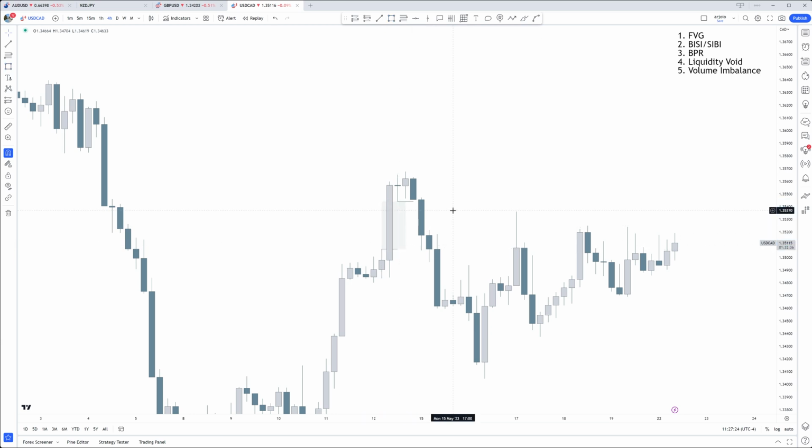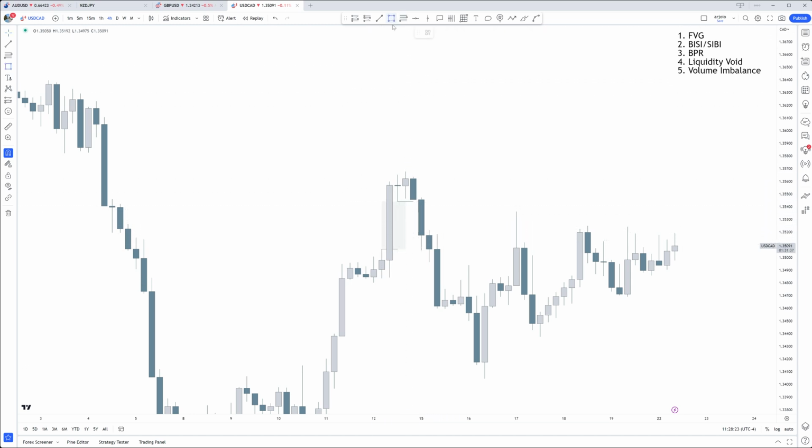A fair value gap is located between two wicks and it's always a 3-candle formation. Once this candle closed, it doesn't matter whether it's an up candle or a down candle, once that third candle closes, it creates a fair value gap. Now, if we take a look at this, for example, this isn't a fair value gap. Yes, we have a body, but there is no space between the first wick and the second wick. There is no body in between it. There's no gap.